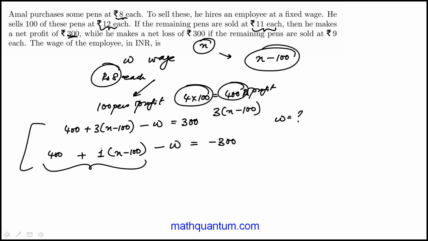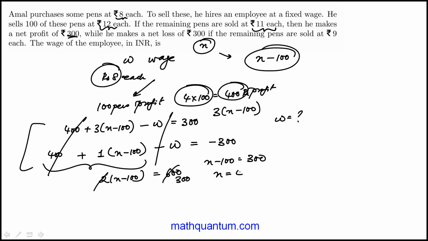What I'm going to do is the easiest: subtract. You can try to get to W directly, but I think that's easier, cleaner. So we'll get 2 times N minus 100. These would drop out, and this would become 600. So N minus 100 is 300 after dividing by 2. And that means N is 400.